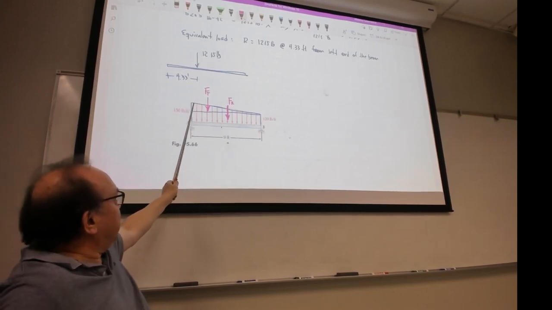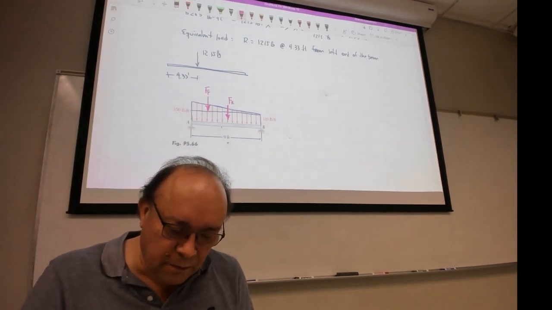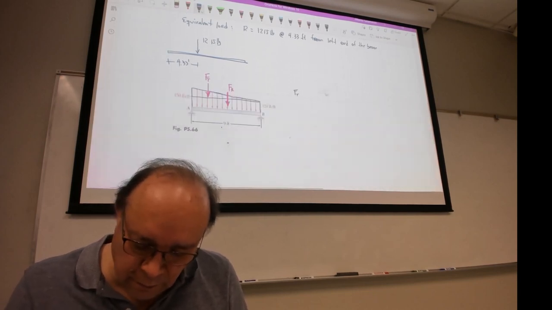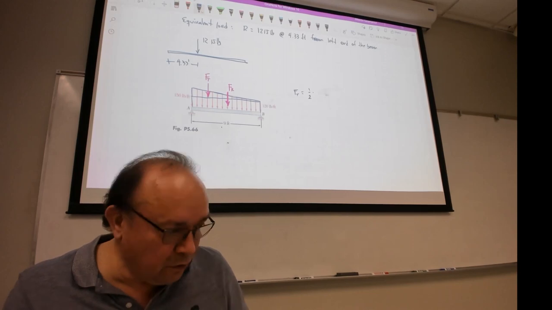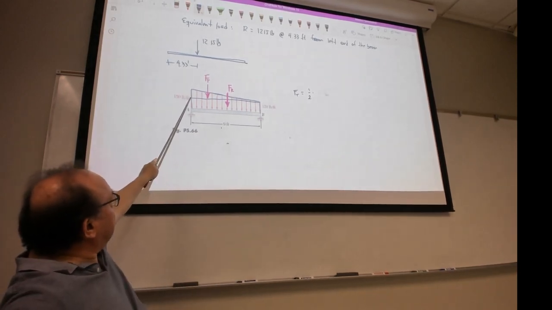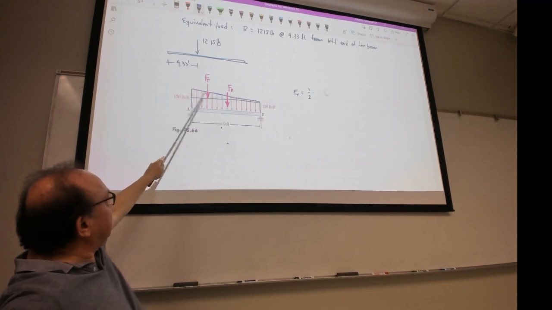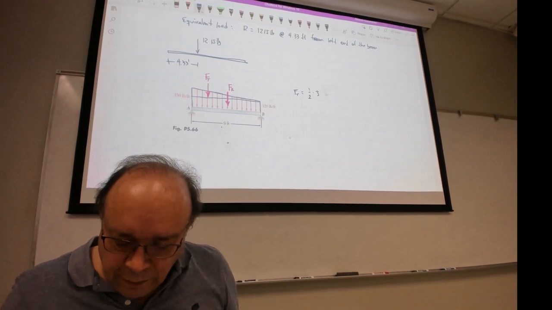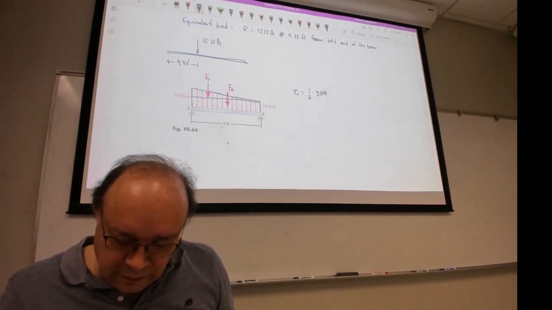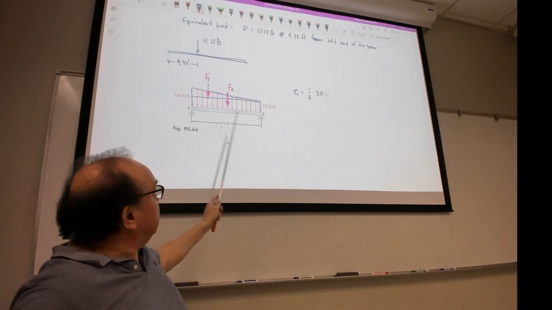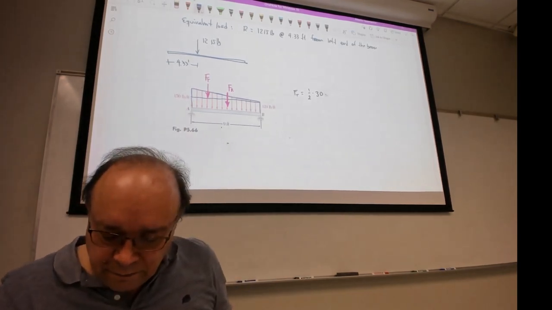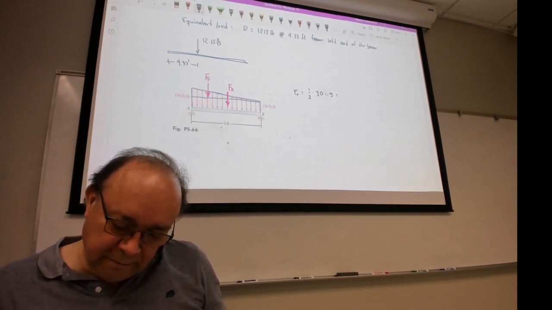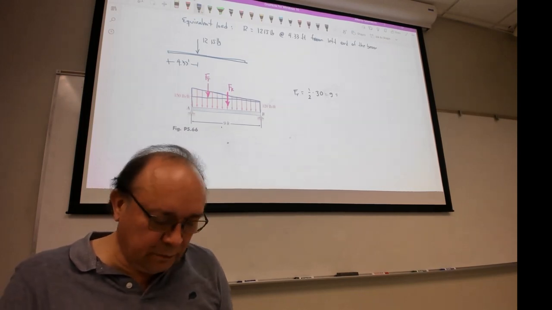So the area of the triangle. We have a force due to the triangle equal to 1/2 of this magnitude, this length of the triangle, which is 150 minus 120, so this is 30, times the total base here, 9. So what did you get here? 15 times 9. You got it?